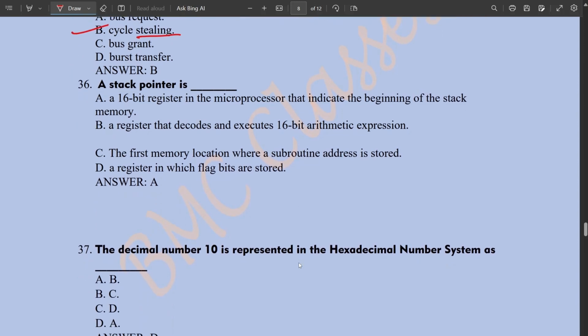Next, a stack pointer is a 16-bit register in the microprocessor, like a silicon chip, that indicates the beginning of the stack memory.